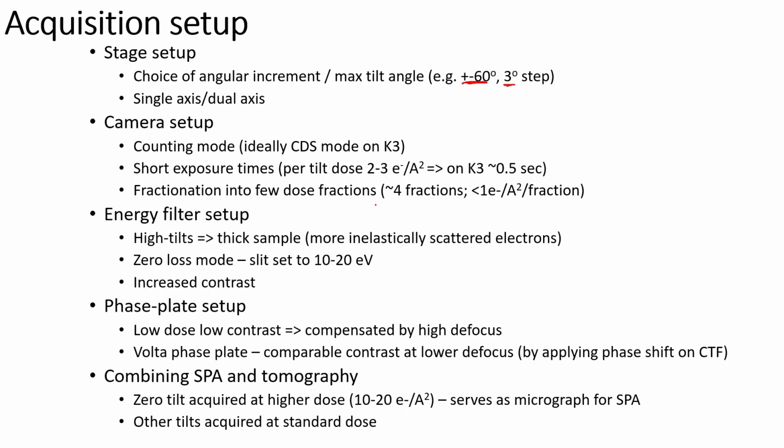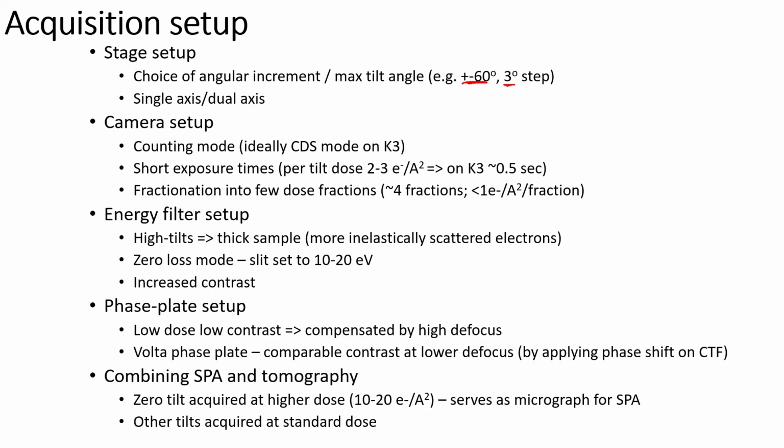And because we have only a few electrons per movie, if we are acquiring in movie mode, which is highly recommended, then we are usually fractionating it into very few fractions, around 4 fractions. Even in this mode, if we fractionate the 3 electrons per square angstrom into 4 fractions, we will get less than 1 electron per square angstrom per fraction in the image, which still should be doable for the motion correction or drift correction in later steps.